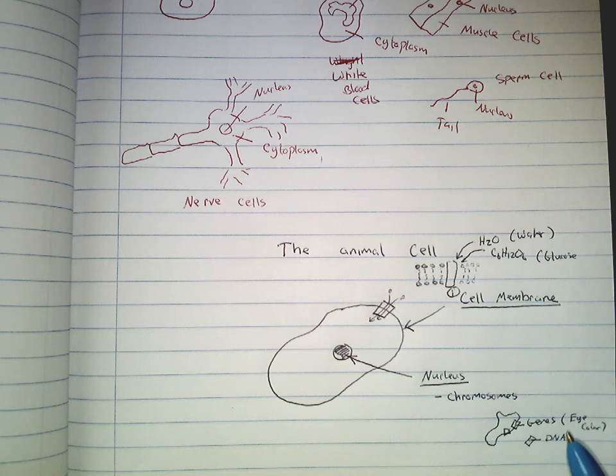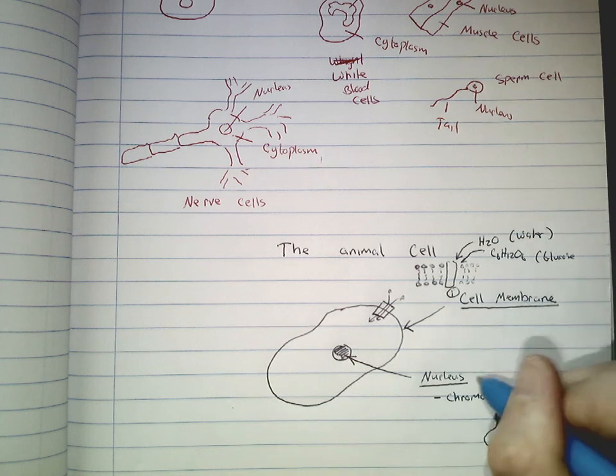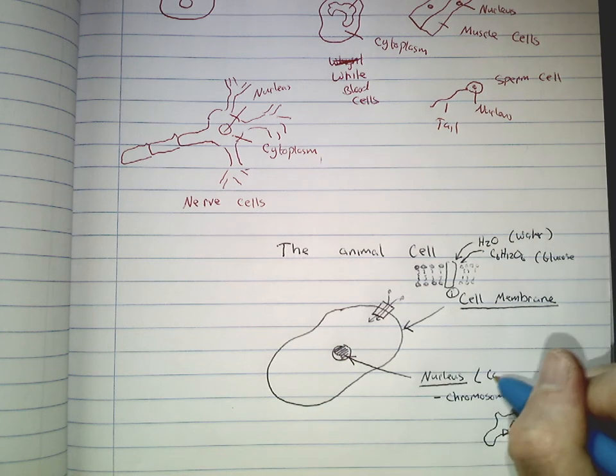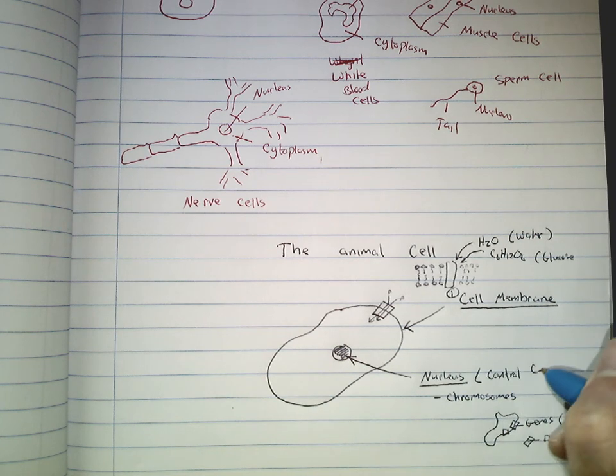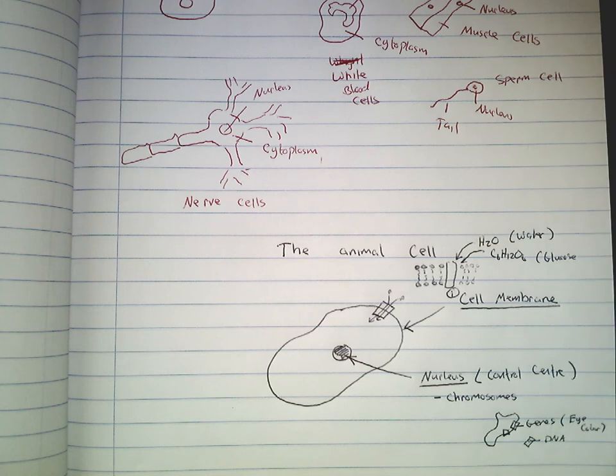So the nucleus carries chromosomes, which are made up of genes that control the workings of the cell, and genes are made up of DNA. Okay, so chromosomes contain these things called genes, and genes are made up of DNA. And the nucleus is like the control center. So it's the control center for the cell. It controls everything inside the cell.